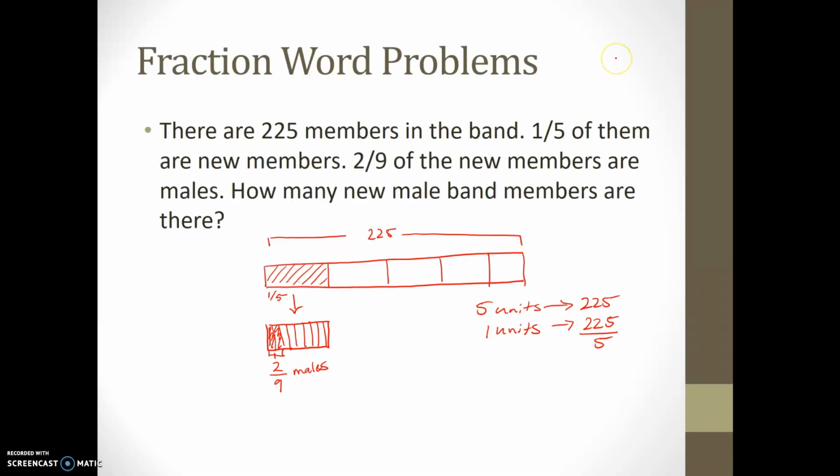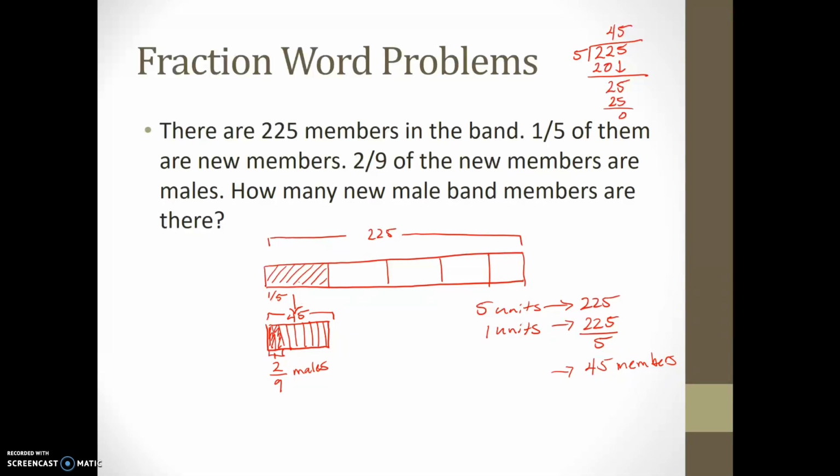So let's go ahead and I'm going to grab a little extra space up here, and you should be doing this on your own too, but let's divide that. 5 goes into 22 4 times, then we subtract, and then we bring down a 5. 5 goes into 25 5 times. So 1 unit is going to equal 45 members. Now we know that this little portion down here equals 45.